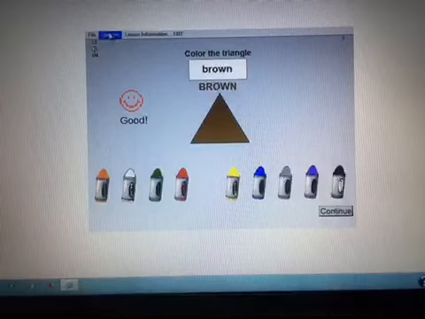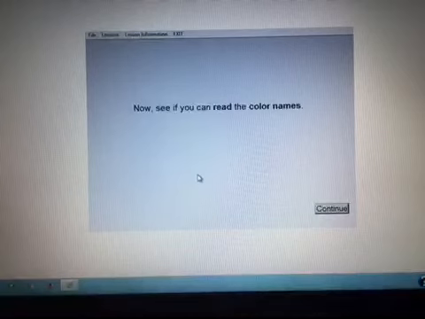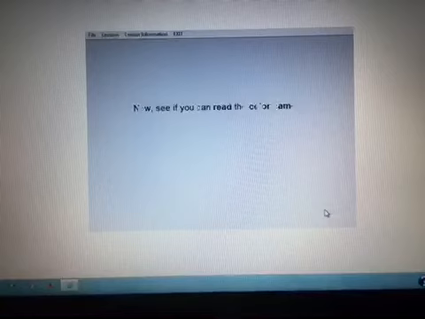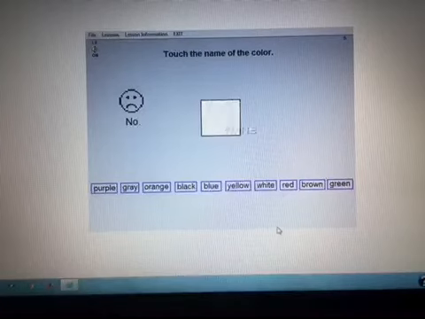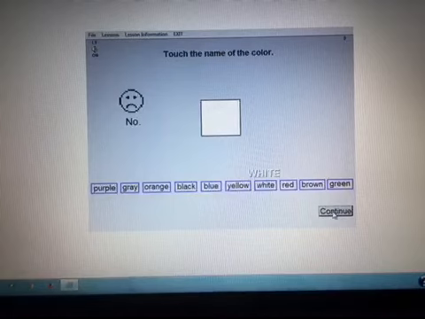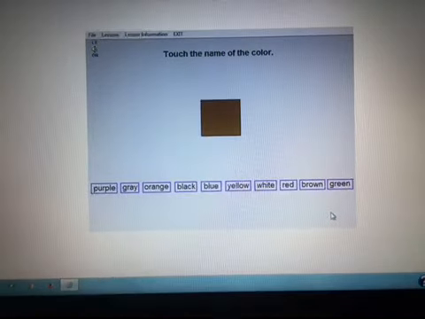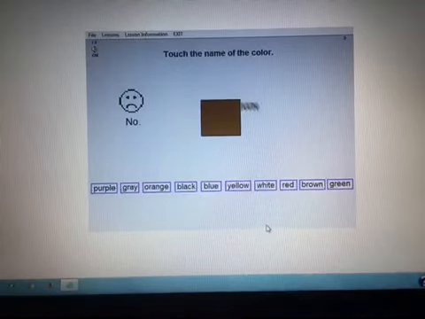Let's go to the 4th lesson. Now see if you can read the color names. And this is our ultimate objective. Touch the name of the color. No, white. So we are seeing lowercase, uppercase, and the letters of the color. Touch the name of the color. No, brown.